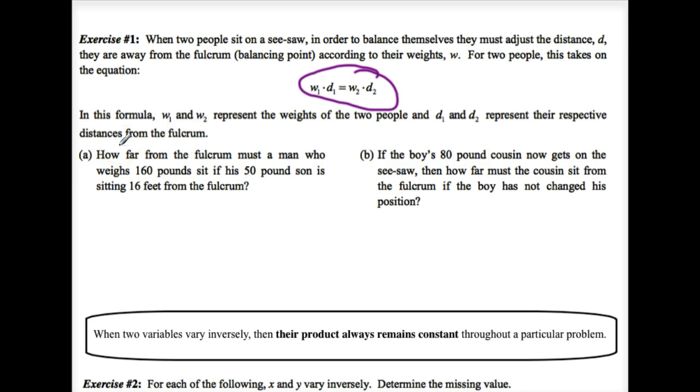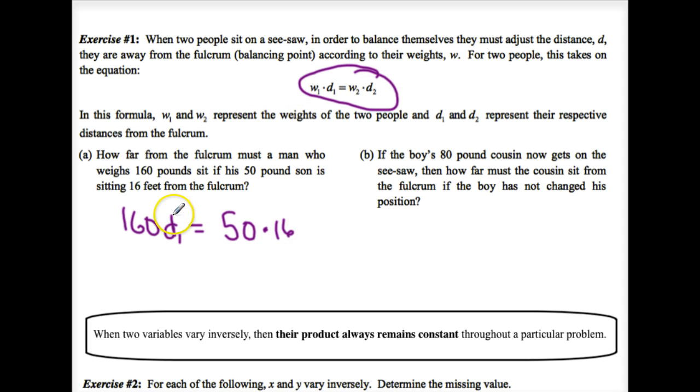It says A. How far from the fulcrum, which is your balancing point, must a man who weighs 160 pounds sit if his 50-pound son is 16 feet from the fulcrum? So just use our formula. We know this guy is 160 pounds and we want to know how far he must sit. So we don't know the distance, so keep it as D1. And his son is 50 pounds and he is 16 feet away.